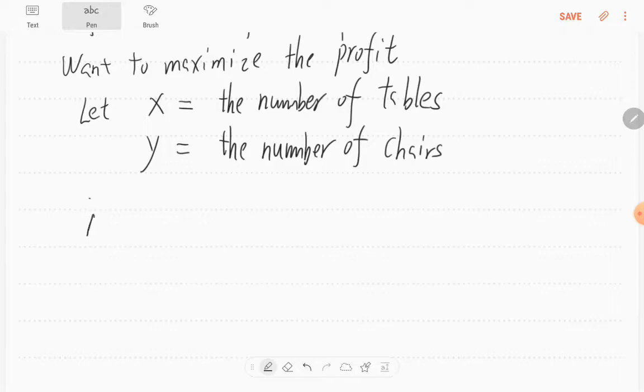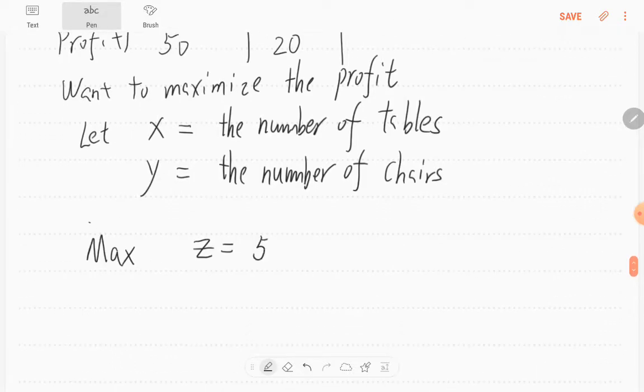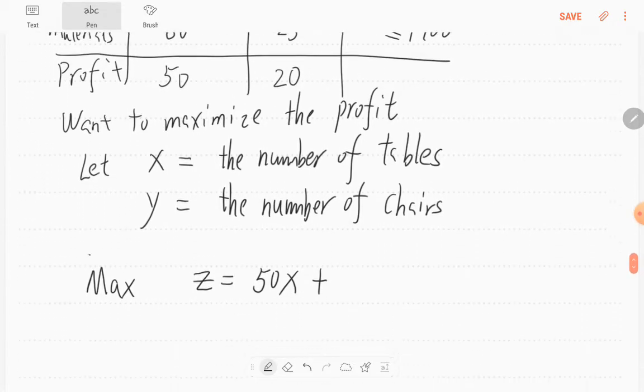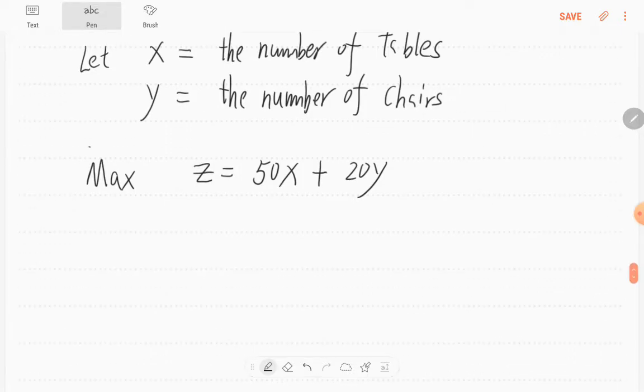So we want to maximize, max to denote maximize, the profit. We use Z. Z represents the profit. Z is equal to, what is the profit? Each table, the profit is $50. So x tables, you will have 50 times x dollars. Plus, the profit for each chair is $20. You have y chairs, so it's 20 times y. If you add them together, it is the total profit, right? So we want to maximize this Z. Z represents the total profit.